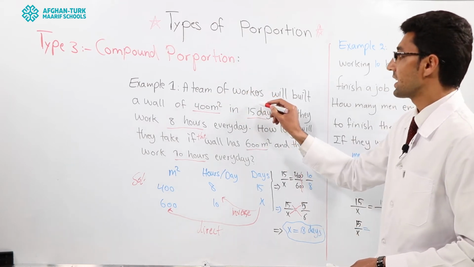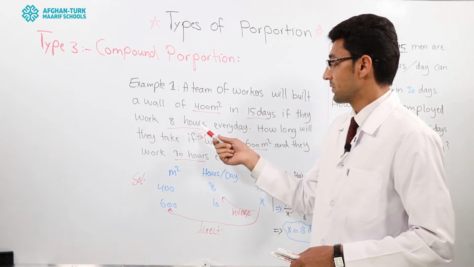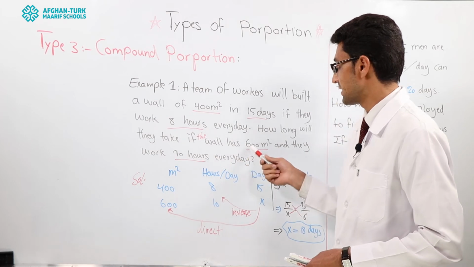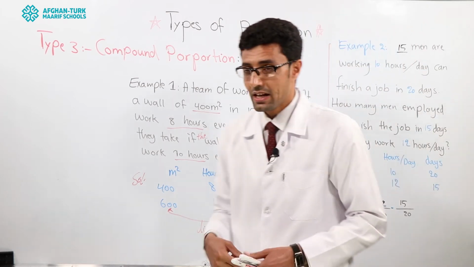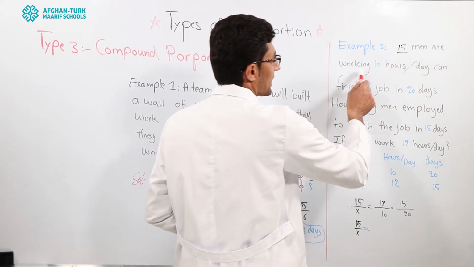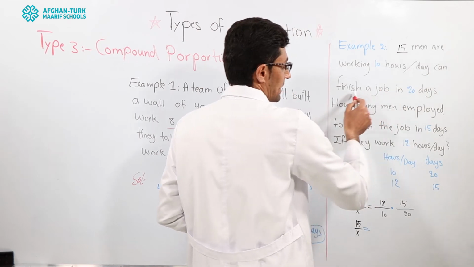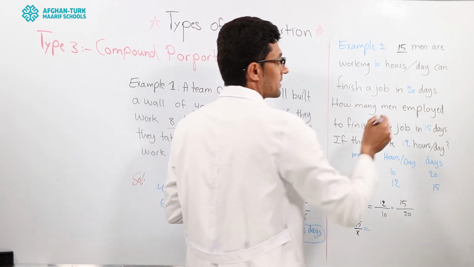It means that in 18 days, the team of workers will build a wall of how many meters? 600 meters square. Another example I want to do for you. Example 2. 15 men are working 10 hours per day and can finish a job in how many days?